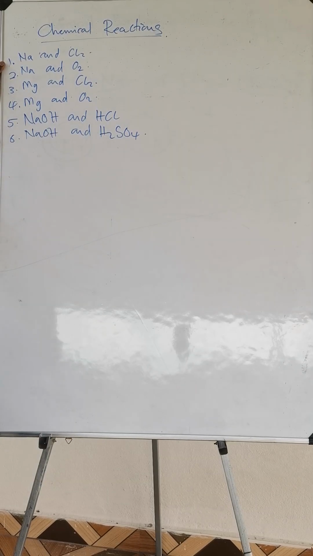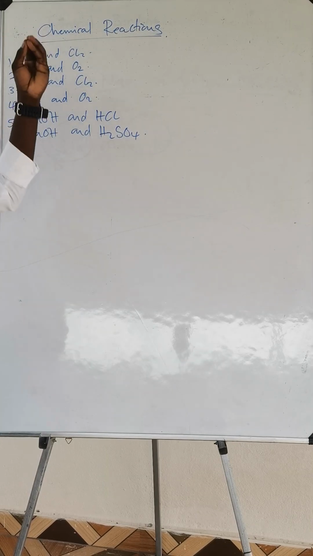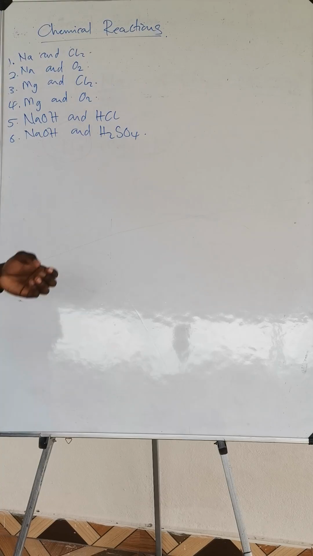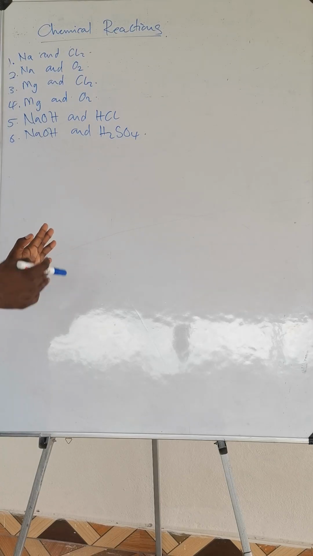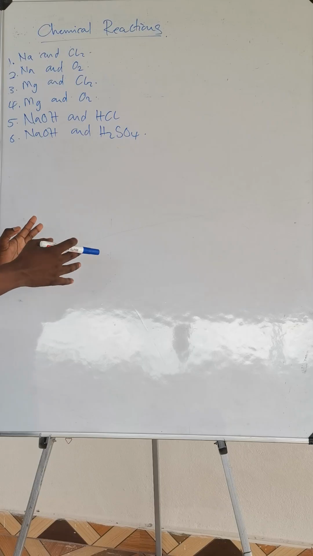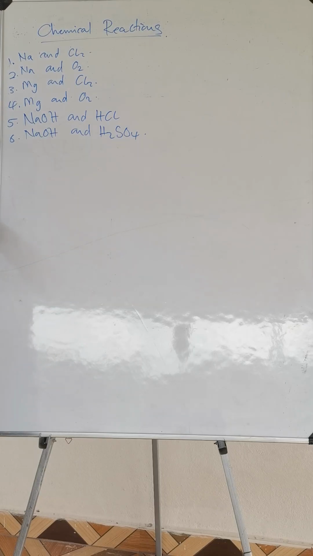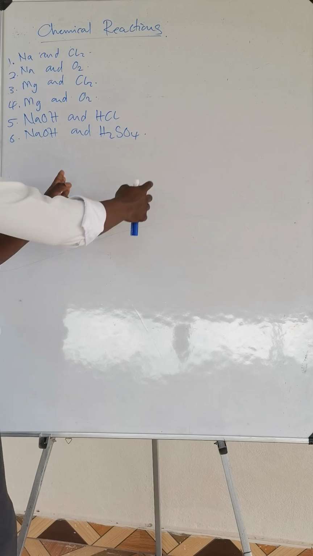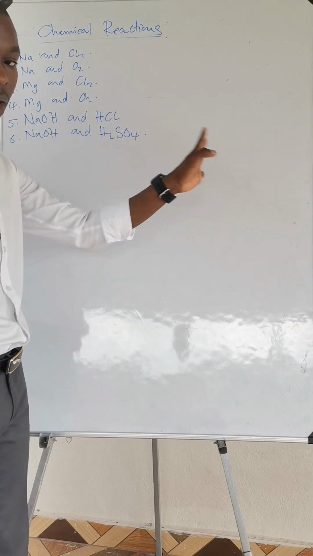Today I want to teach you how to write chemical equations, and how to deduce chemical equations and chemical formulas of certain compounds. It's very easy. As I told you before, the periodic table is divided into three parts. The left-hand side is for metals, then the middle section is for metalloids, then the other section is for non-metals.